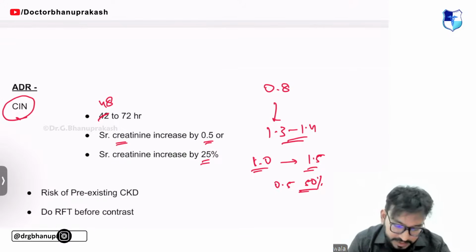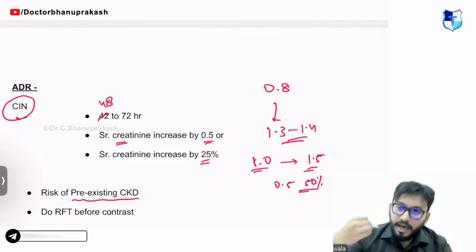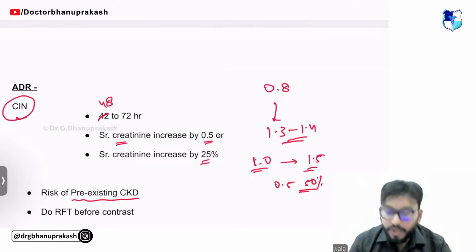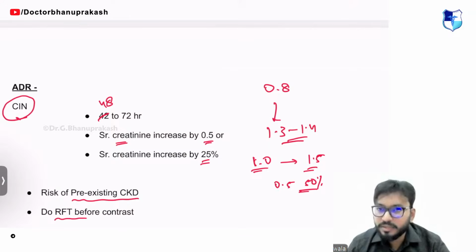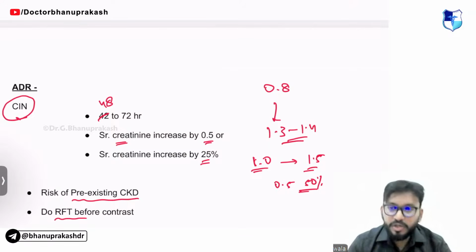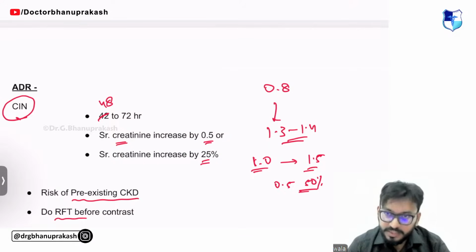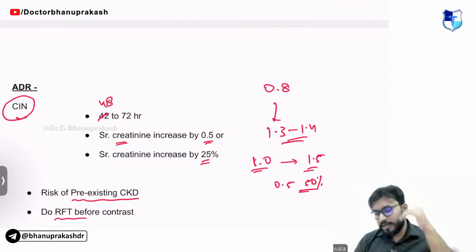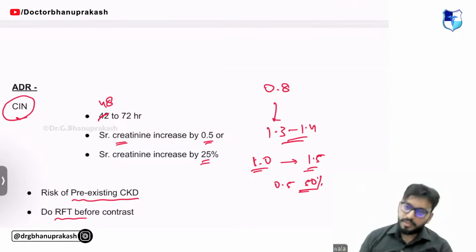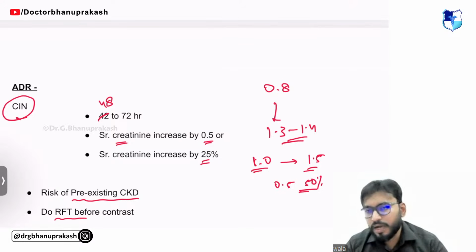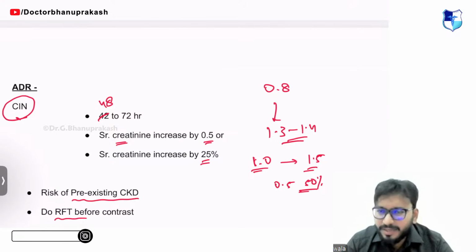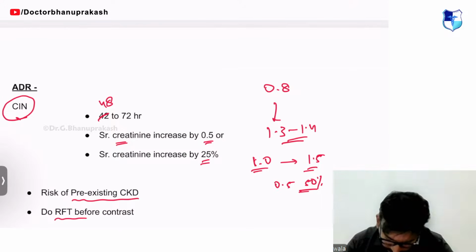What is the risk factor? A pre-existing CKD. If the kidneys are already damaged, do you think the risk of nephropathy will be high? Obviously. So you do a renal function test before the contrast. If you see the creat is already deranged, you try to avoid these contrast agents. Now the next step or higher level question can be, how do you manage this? The answer will be adequate hydration, guys. And which drug is commonly used? It is NAC, N-acetylcysteine.